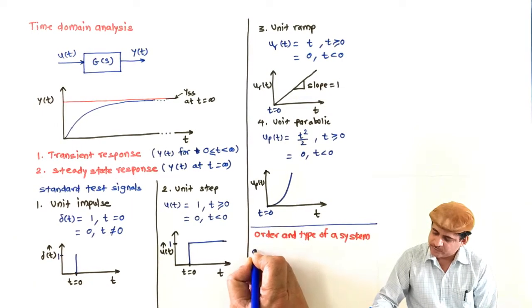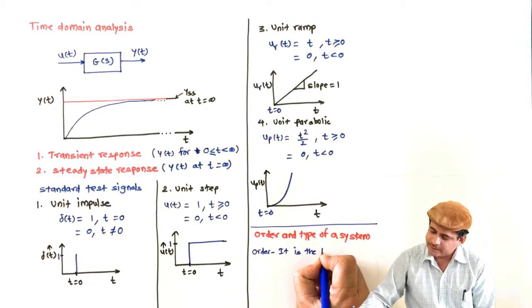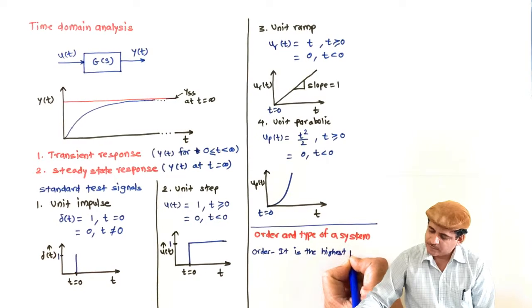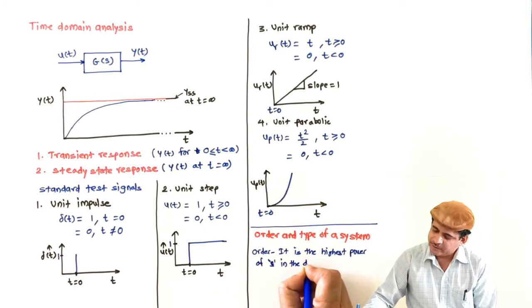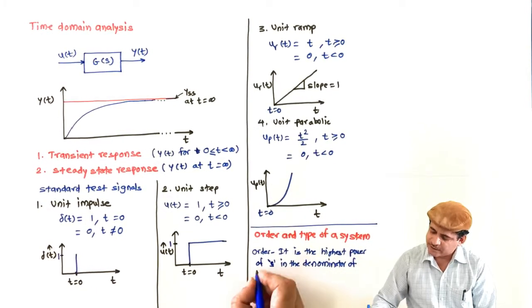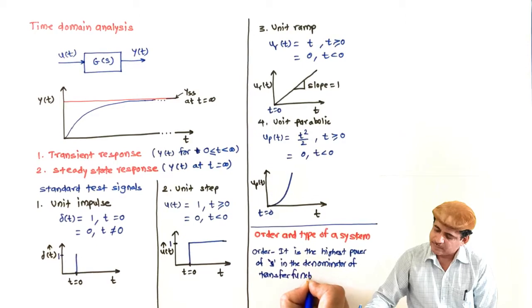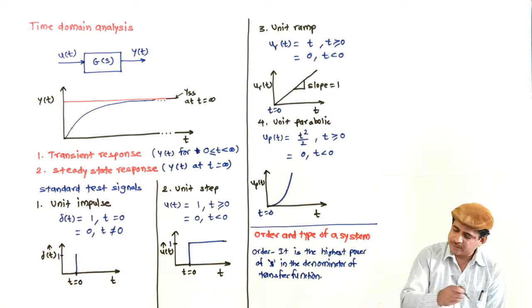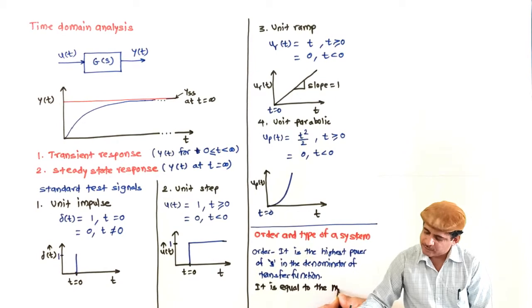So what is order? It is the highest power of s in the denominator of the transfer function. It is also equal to the number of poles.